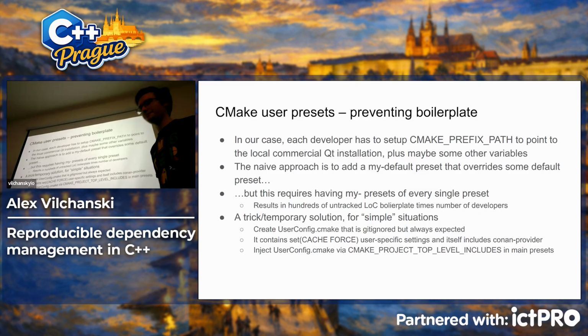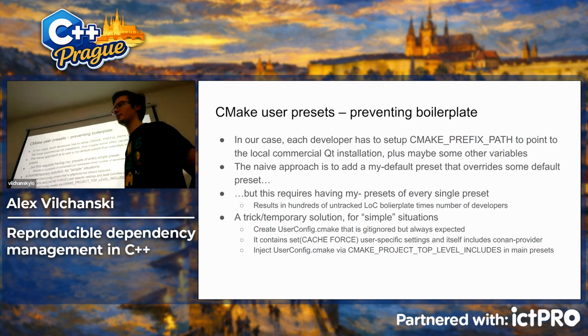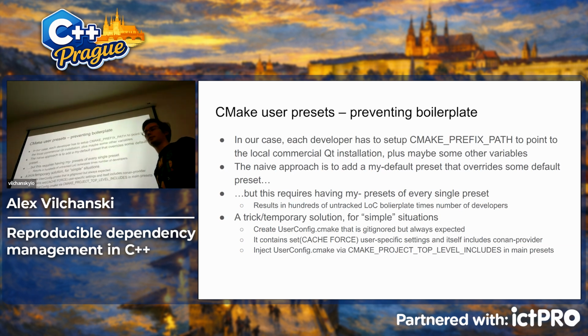But in general, the preset combinatorial explosion is a known problem. There is a GitLab issue on CMake GitLab about that from 2021, I think, and it is still open. There are various ideas how to address this, but I don't think that it has been ultimately addressed or that there is some kind of way forward currently.